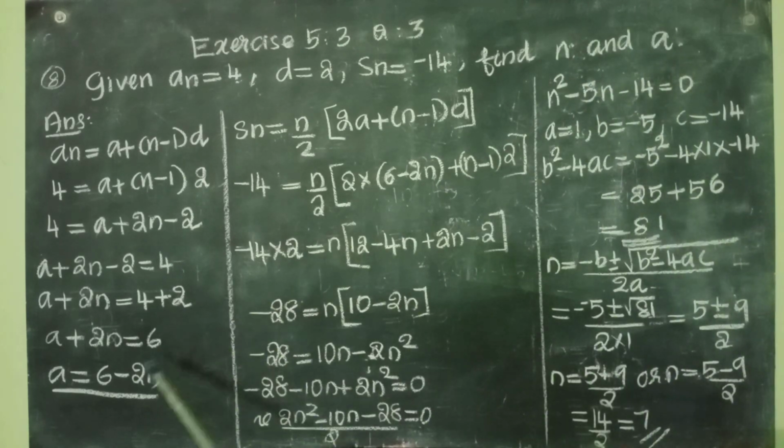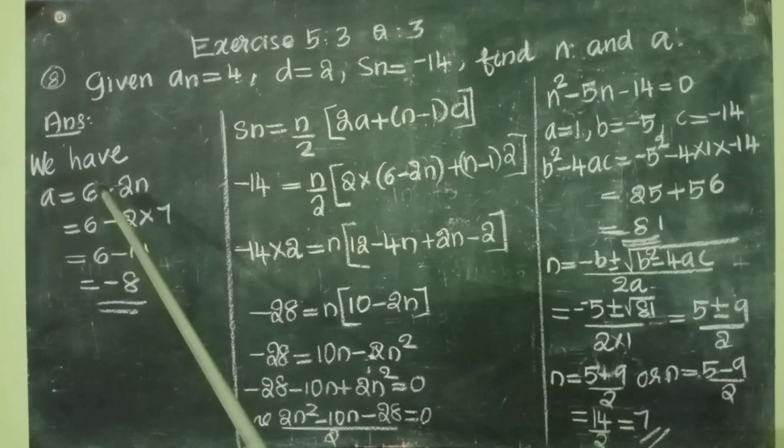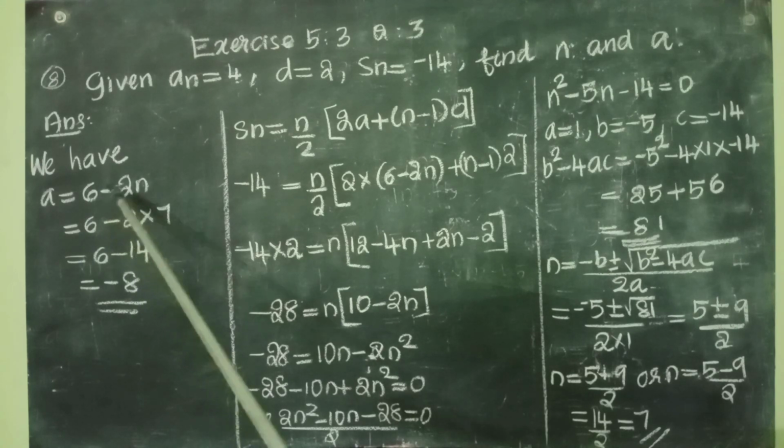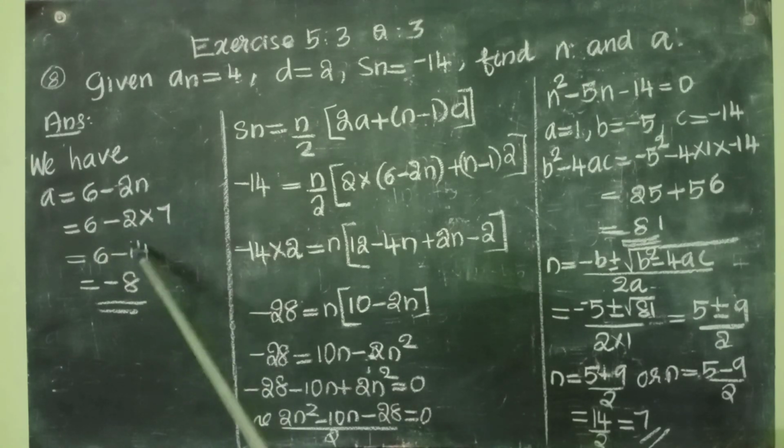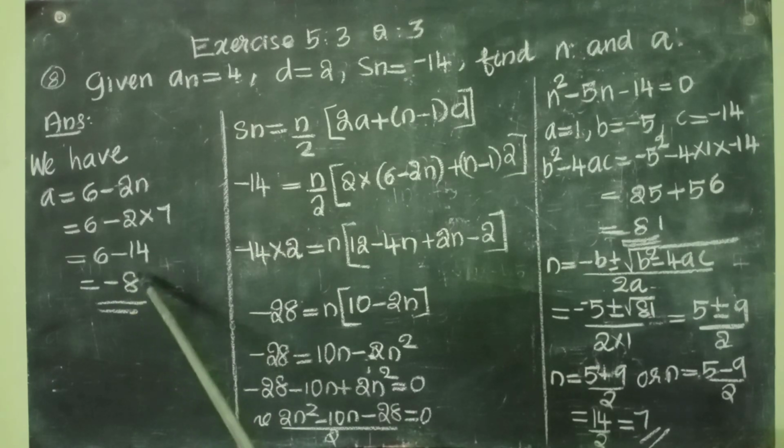So to find out a, here is one equation you can see, a equal to 6 minus 2n. There you can give the value of n equal to 7. We have a equal to 6 minus 2n, that is equal to 6 minus 2 into 7, that is equal to 6 minus 14 equal to minus 8. So the value of a is minus 8 and the value of n is 7.